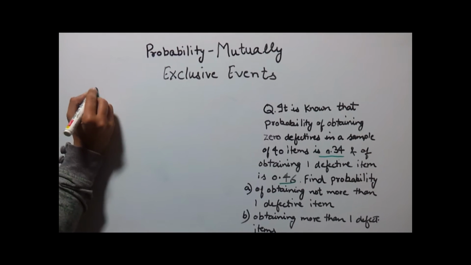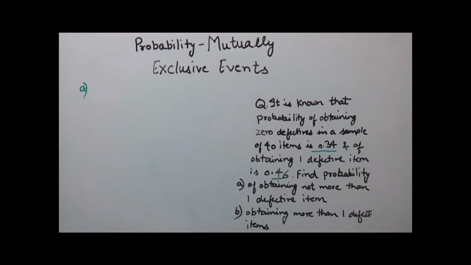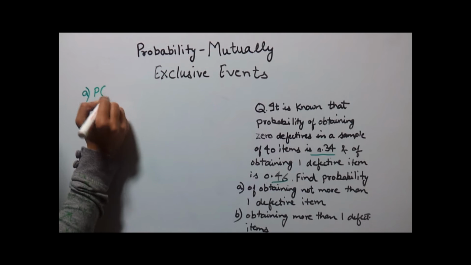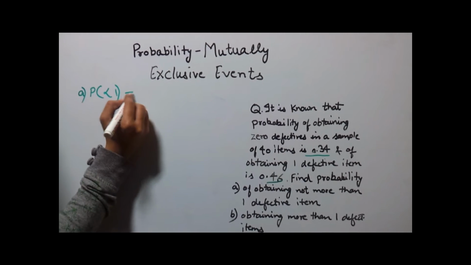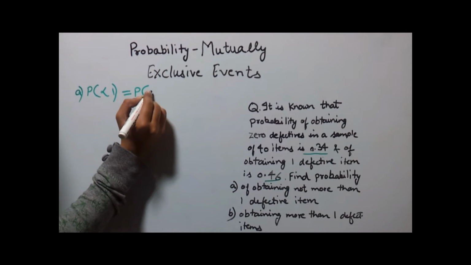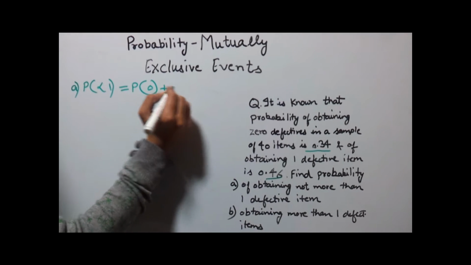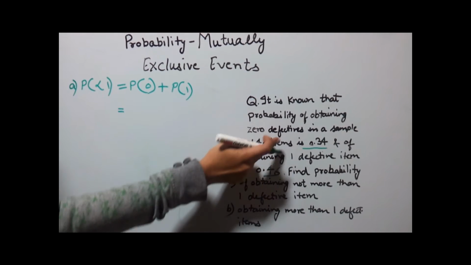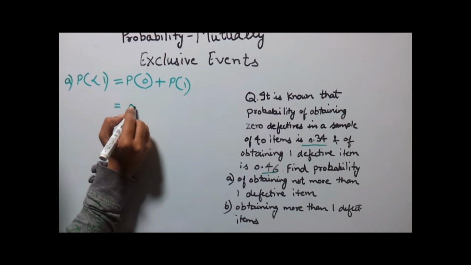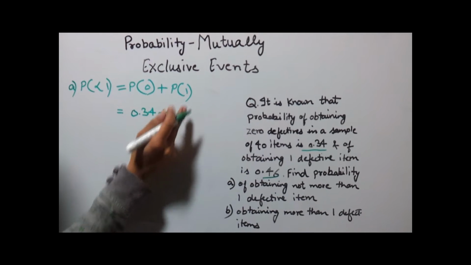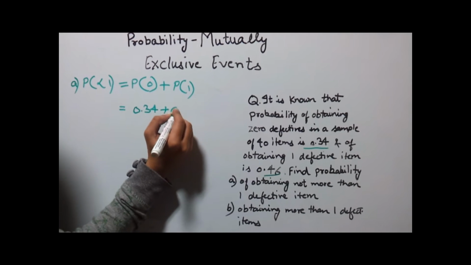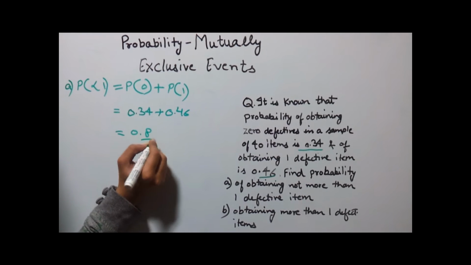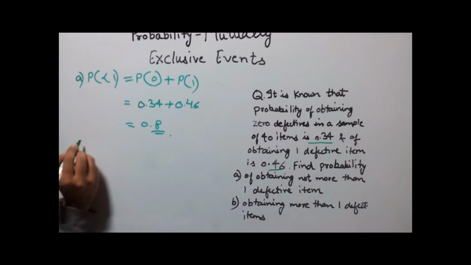Let's do the first part. It has been asked to find the probability of obtaining not more than 1 defective item. So the probability of obtaining not more than 1 defective item is equal to the probability of 0 defective items or the probability of 1 defective item. Now the probability of 0 defective items is 0.34 and the probability of 1 defective item is 0.46, which gives us 0.8 as the answer. Simple.